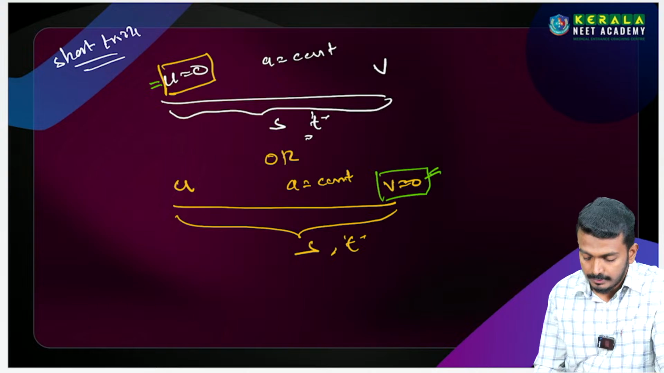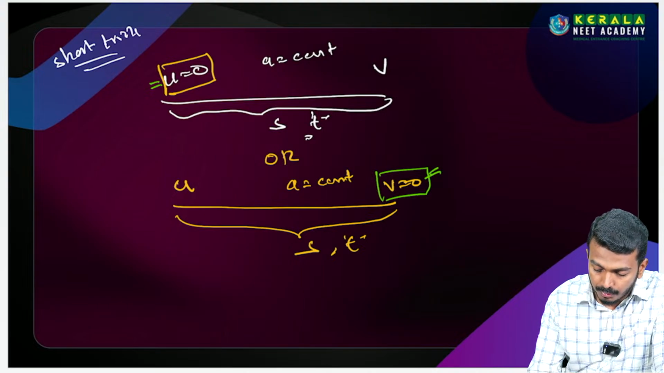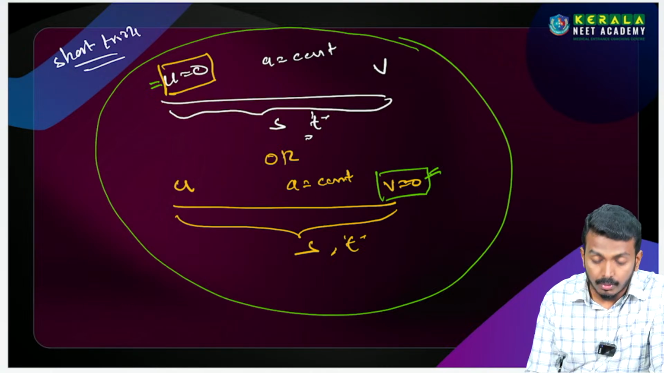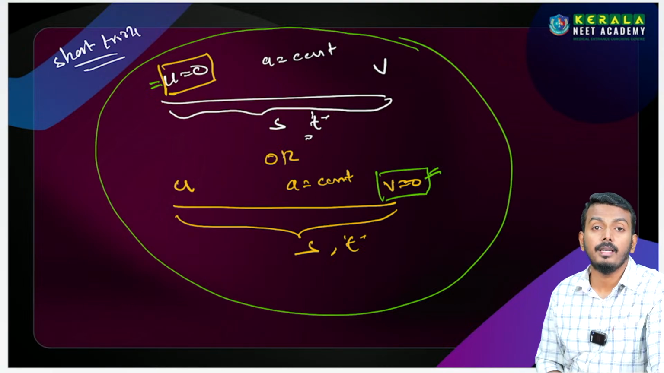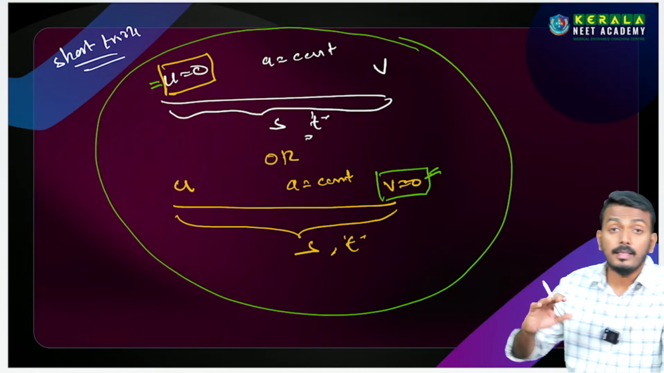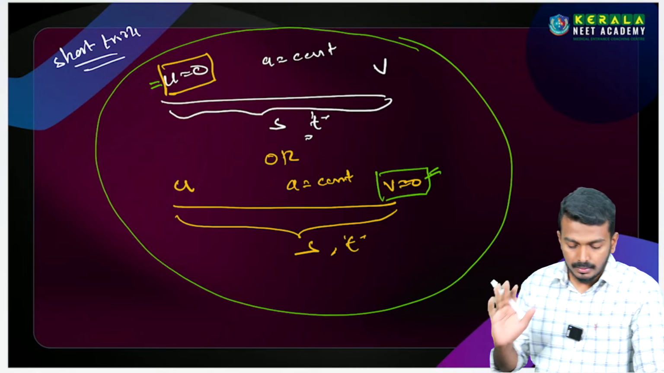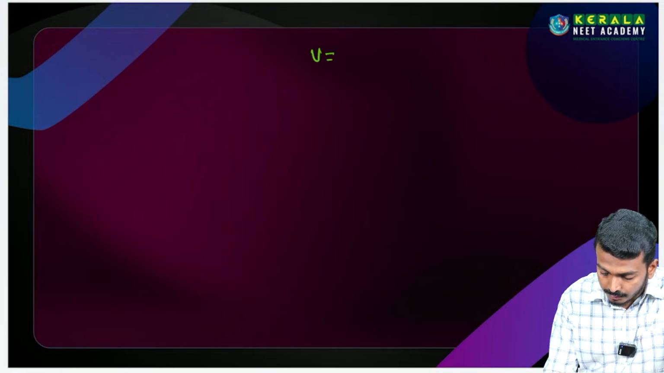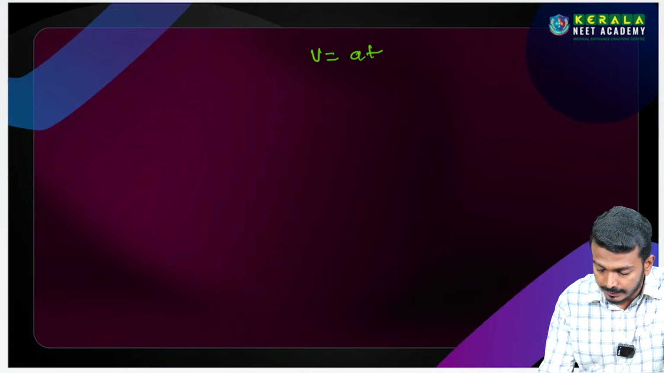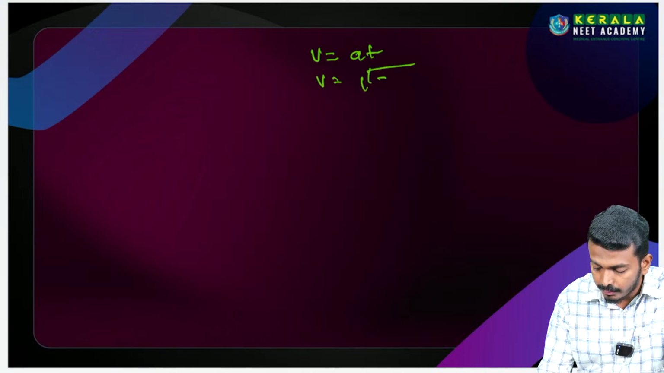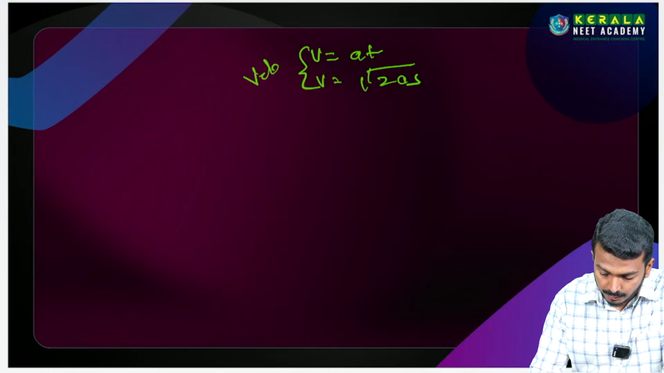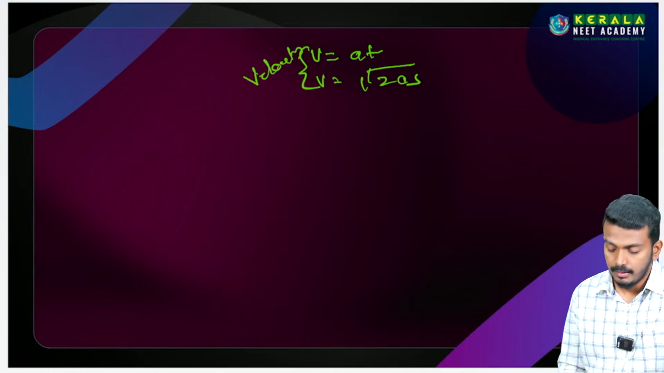What is the formula? Listen, first formula. First of all, you have to note this is the situation. What is the situation? Initial velocity 0, or the body's final velocity 0, and the time. Only then can you use this; otherwise you cannot use this. Okay. Anyway, what are the equations? Velocity v is equal to at, and velocity v is equal to root of 2as. This is the velocity pair.